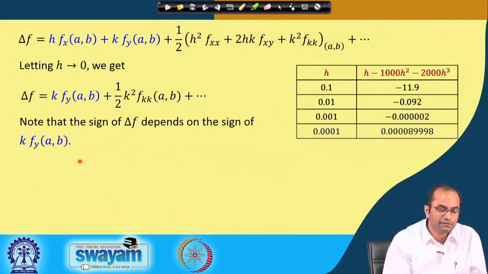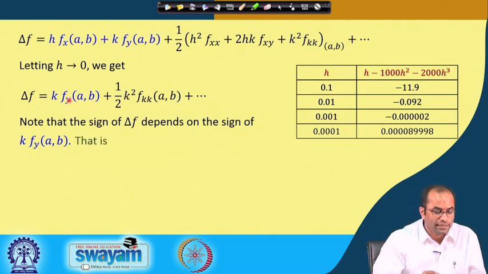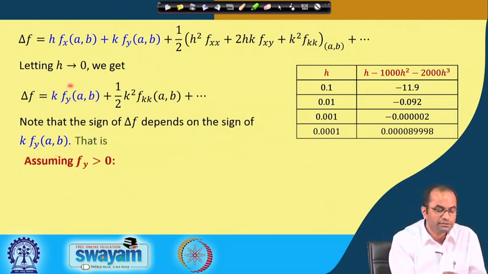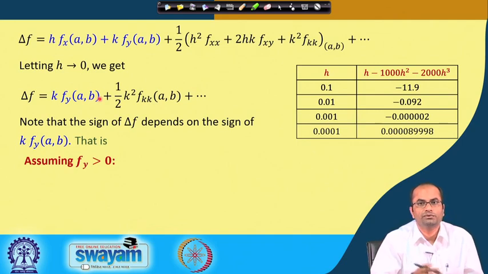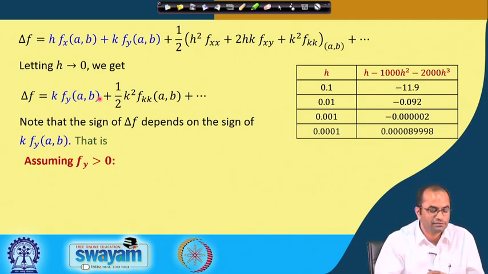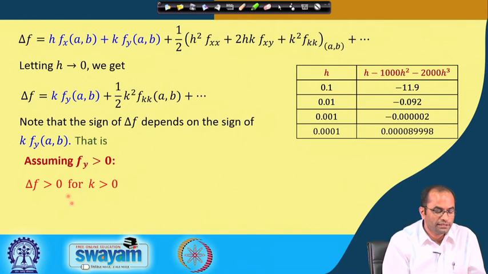The same argument we make here: there will be a sufficiently small k for which the sign of this expression will be determined by the first term, which is k f_y(a, b). Suppose we assume this f_y(a, b), the partial derivative with respect to y at (a, b), is positive; it must have some determined sign. In that case delta f will be positive for k positive, and delta f will be negative when k is negative.